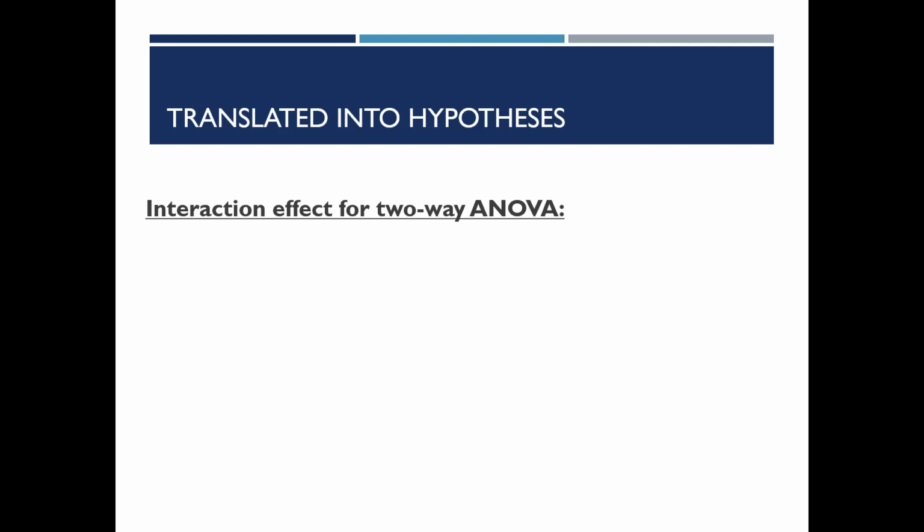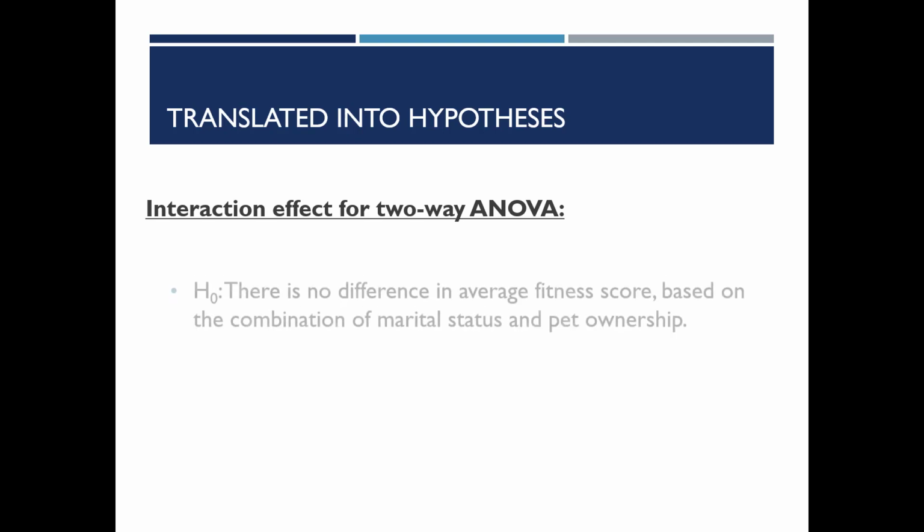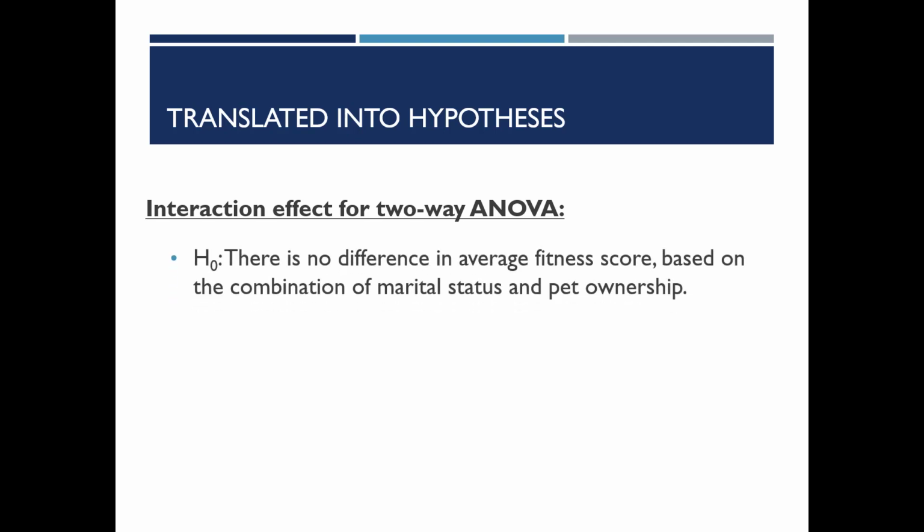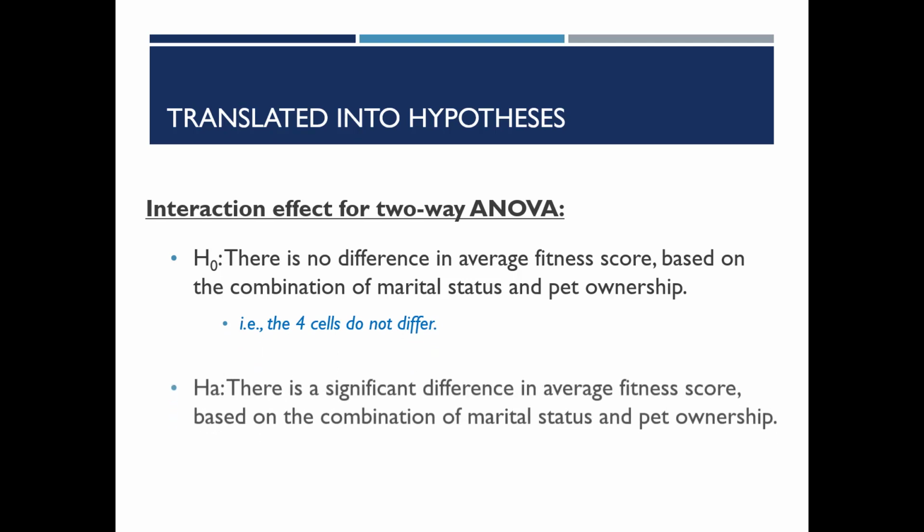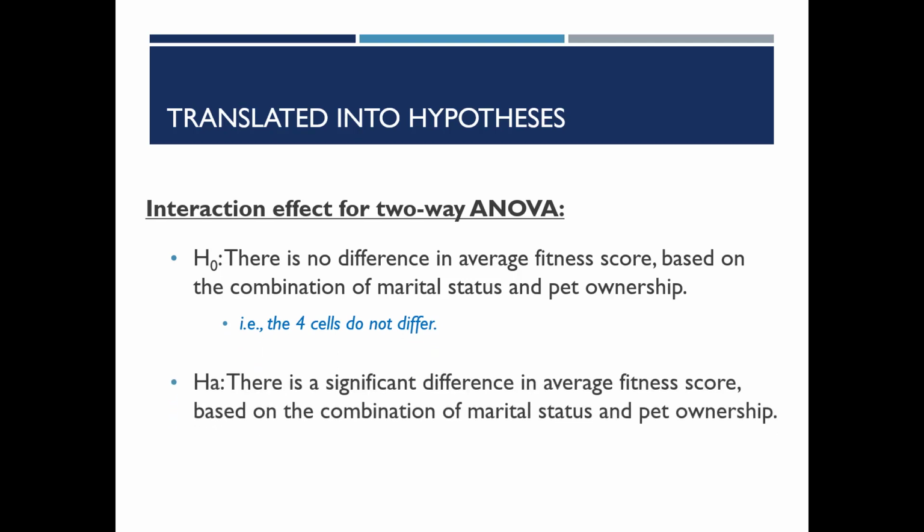Translating into hypotheses, the interaction effect for two-way ANOVA, the null hypothesis, as you might imagine, still says there is no difference. There's no difference in average fitness score based on the combination of those two factors. In other words, the 4 cells that you just saw do not differ. The alternate hypothesis says that there is a significant difference in average fitness score based on that combination of marital status and pet ownership. Really, it's saying that there is some sort of a mean difference in those 4 cells. It doesn't tell you where, but there should be some sort of a mean difference.